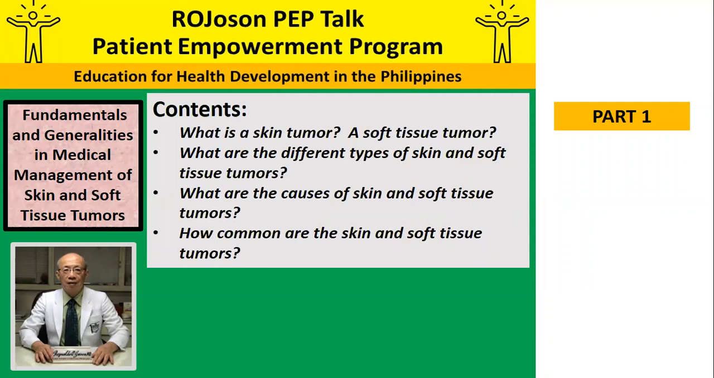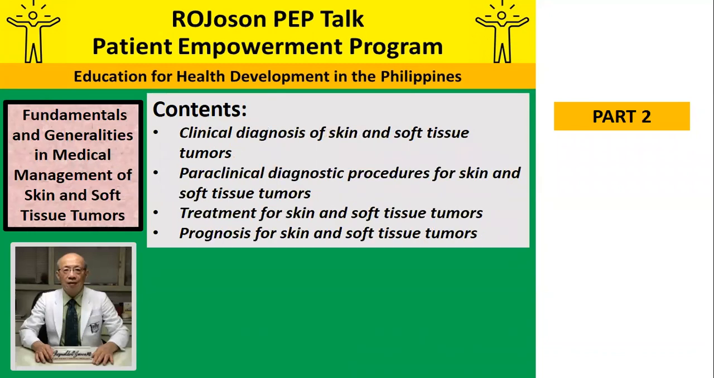Part 1 will consist of the following contents. What is a tumor, a soft tissue tumor? What are the different kinds of skin and soft tissue tumors? What are the causes of the skin and soft tissue tumors? And how common are the skin and soft tissue tumors? Part 2, which will be taken up the week after: clinical diagnosis of skin and soft tissue tumors, paraclinical diagnostic procedures, treatment, and prognosis for skin and soft tissue tumors.